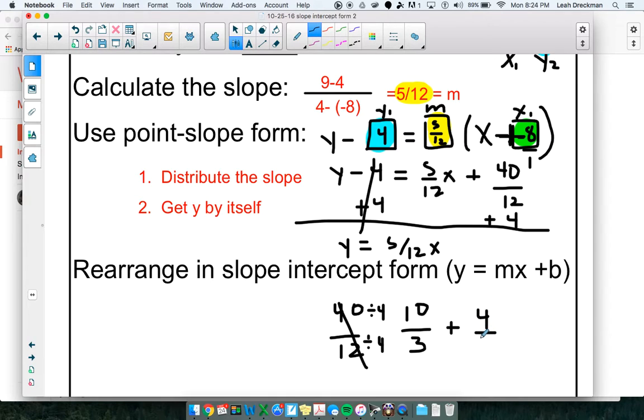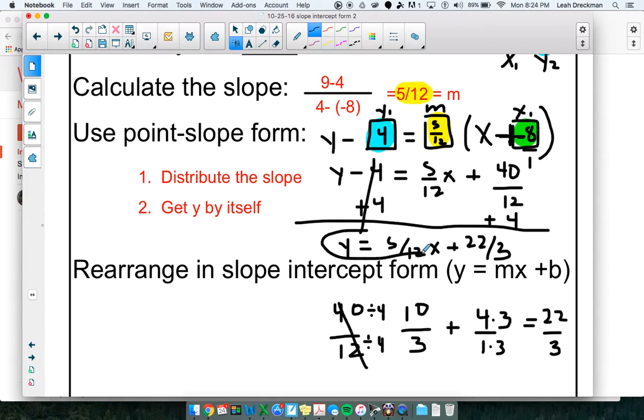Common denominator. Common denominator is 3, so I'm going to multiply the bottom by 3, which means I also have to take the numerator times 3. So we get 10 plus 12 is 22 over our common denominator of 3. Notice I'm not adding the denominators. All right, so plus 22 over 3. Leave your answer like that.